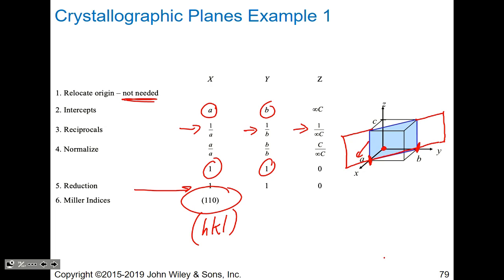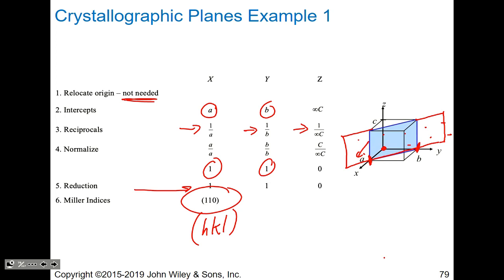So when you see parentheses, you're telling me I'm talking about a plane. I'm not talking about direction. I'm talking about a plane. So you're telling me all the atoms that happen to lie on this plane are the atoms on the 100 plane. Yeah, whole numbers. That's how we talk to each other.